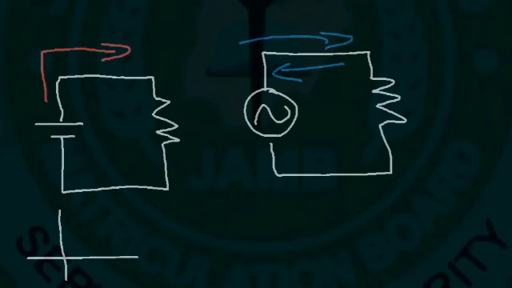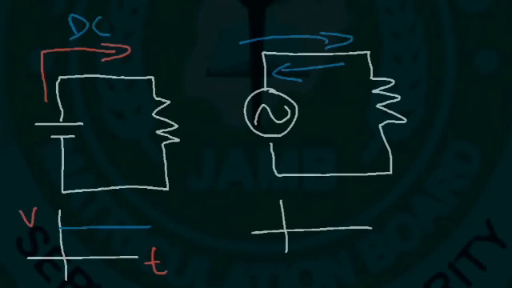If you plot the voltage versus time for a DC circuit, it's going to look like this. It's simply a straight line. The voltage is constant. But for an AC circuit, the voltage varies based on a sine wave. Now the frequency is the number of times the current changes direction for an AC circuit. So if the frequency is 60 Hertz, that means it changes direction 60 times in a single second.